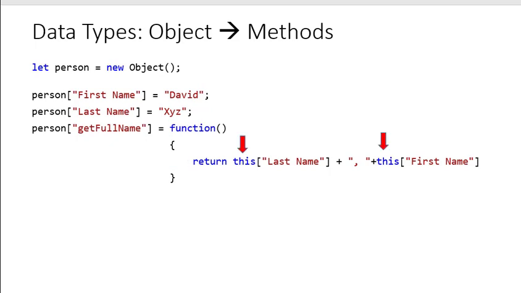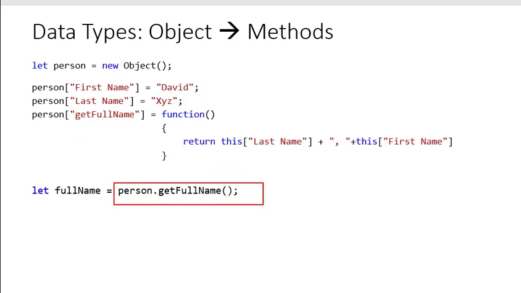This operator is used to refer current object. It is used to access properties of the current object. Here in this example, getFullName method is accessed and invoked using dot operator. It is similar to accessing properties. The only difference is that a pair of braces is appended after the name of the property. If you omit the parenthesis, it will not execute the method. Rather, it will just return the function code.